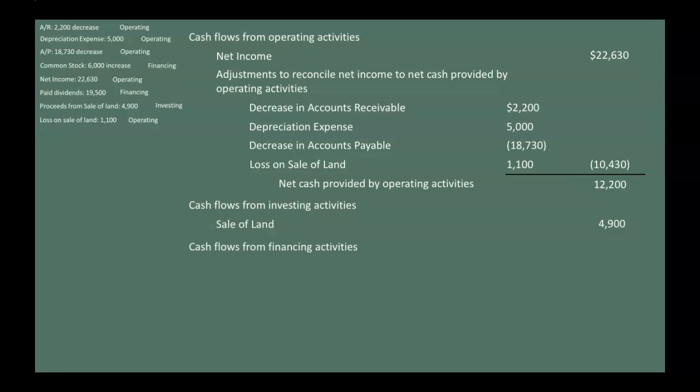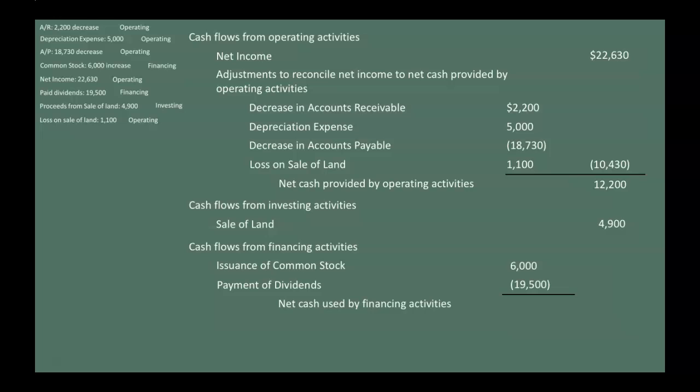Then we can find our cash flows from our financing activities. We have two of these. We have the issuance of common stock first. So if you issue common stock for cash, you are going to be receiving the money. So that's a positive $6,000. Our next piece is the payment of dividends. So if you pay dividends, that means that you are paying money to your shareholders. So that's a negative amount. That's a cash outflow. So we subtract that on our statement of cash flows.